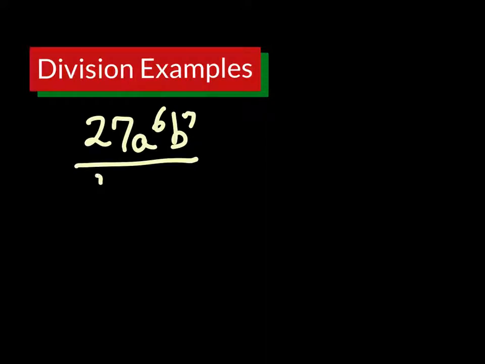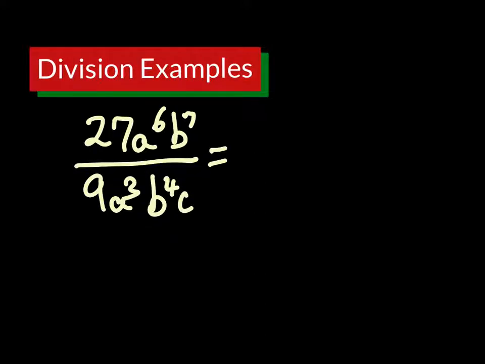Let's see some examples of division of algebraic expressions. In the first example, we're going to divide 27a to the 6th b to the 7th by 9a cubed b to the 4th c.